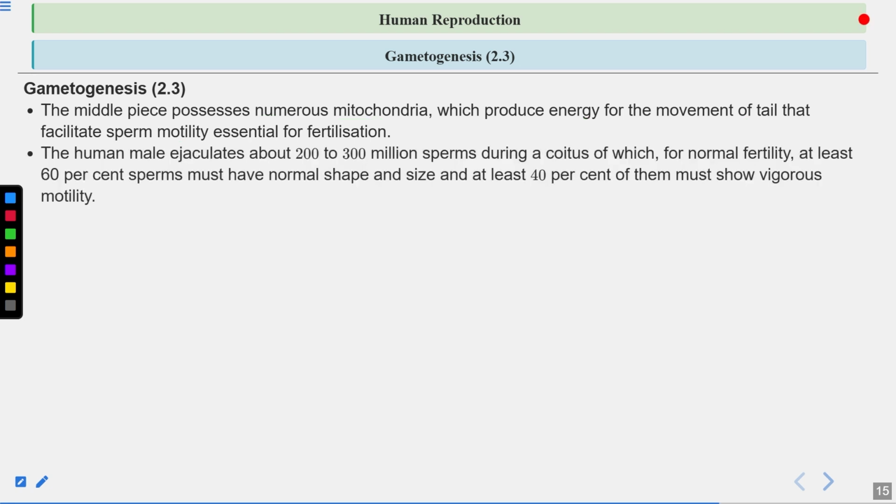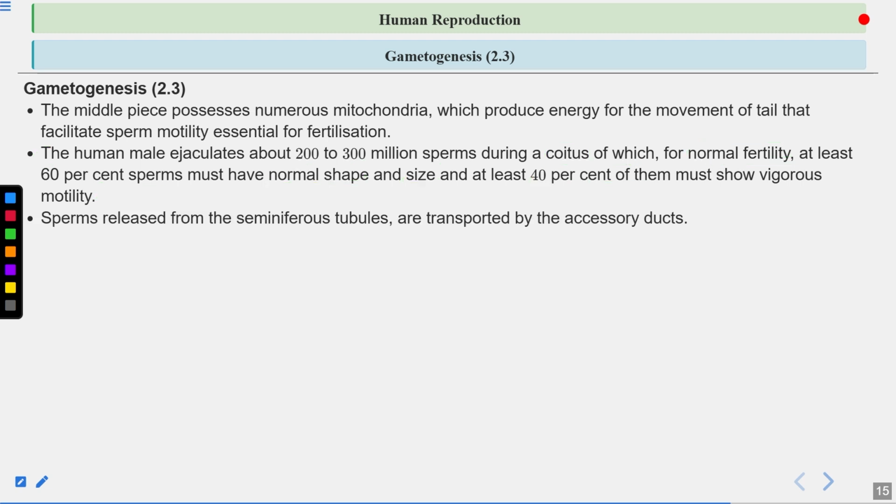A human male ejaculates about 200 to 300 million sperms during a coitus. Coitus means sexual intercourse. Of which, for normal fertility, at least 60% of the sperm must have normal shape and size, and at least 40% of them must show vigorous motility. So this is the condition for normal fertility. The 60% of the sperm should have normal shape and size, and 40% should show vigorous motility.